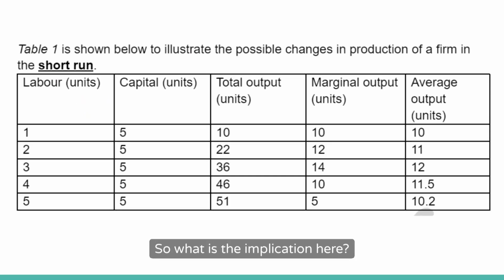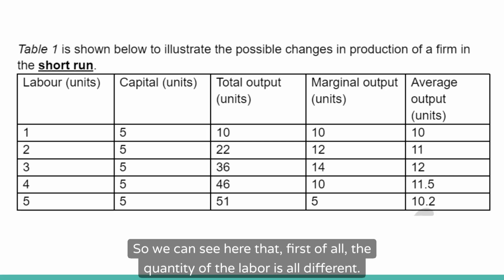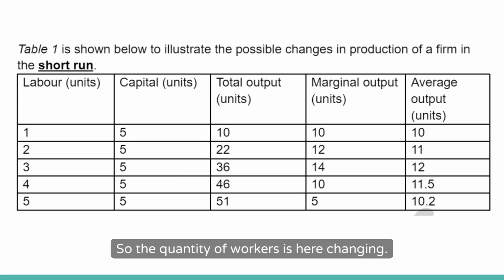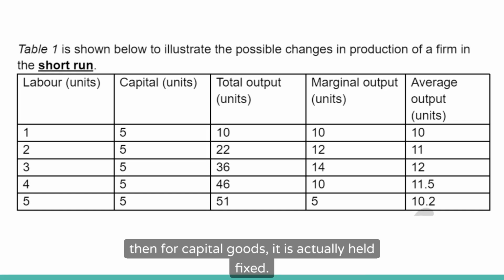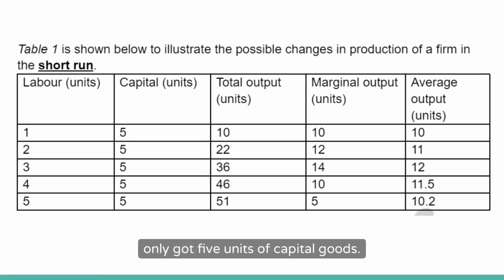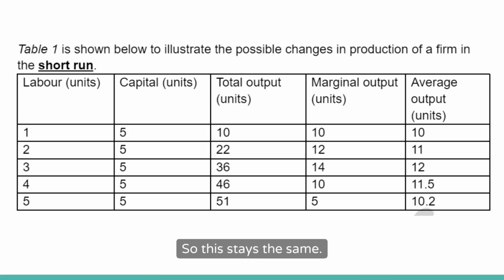Right, so what is the implication here? So we look at this table. This table here illustrates the changes in production in the short run, right? So we can see here that first of all, the quantity of the labor is all different. Okay, it's changing. So we start with 1 and then 2 and all the way to 5 units of labor. So the quantity of workers is here changing. Then for capital goods, it is actually held fixed, right? So throughout the whole sequence here, we have only got 5 units of capital goods, right? So there's only 5 machines or there's only 5 units of equipment for use. So this stays the same.